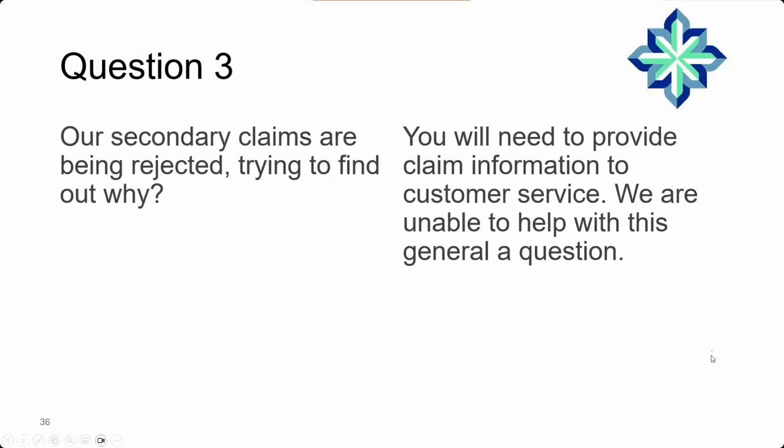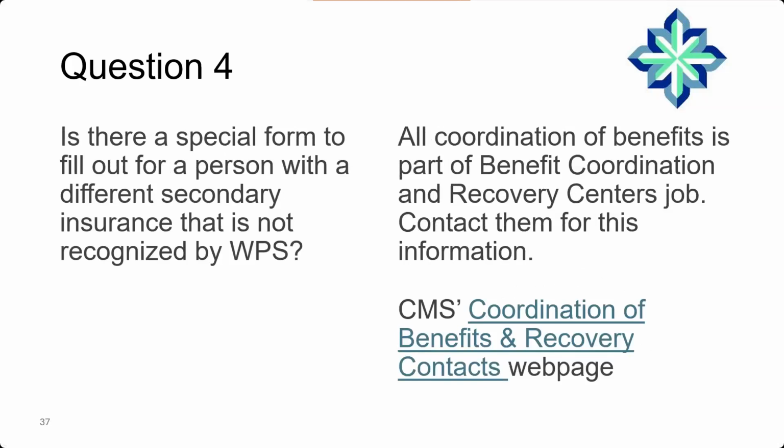All right, next question. Is there a special form to fill out for a person with a different specialty insurance that's not recognized by WPS? Not that I know of. I have no idea what the special form would be. We don't do the coordination of benefits. We don't update those records. So you do have to go back to the BCRC to see. I don't know other than that how to answer that because we wouldn't do any of this. This is not our process. We just simply say it's in the system, yes or no. Therefore, you can bill yes or no.